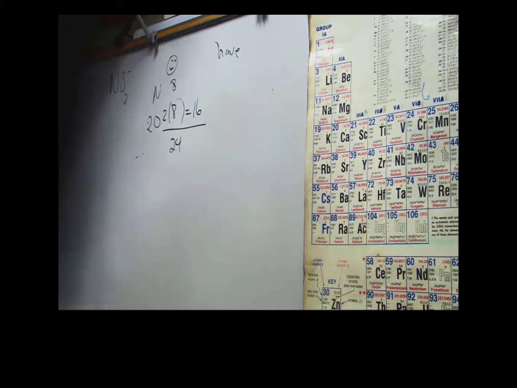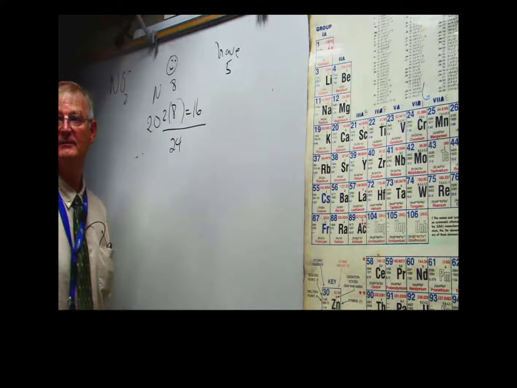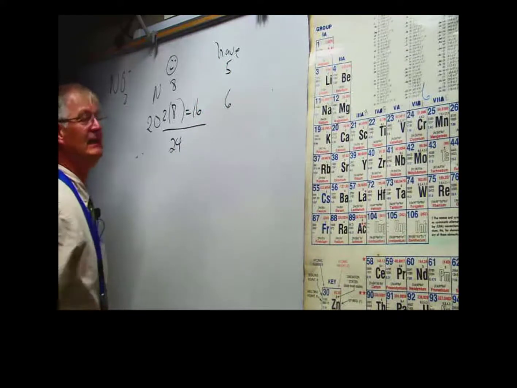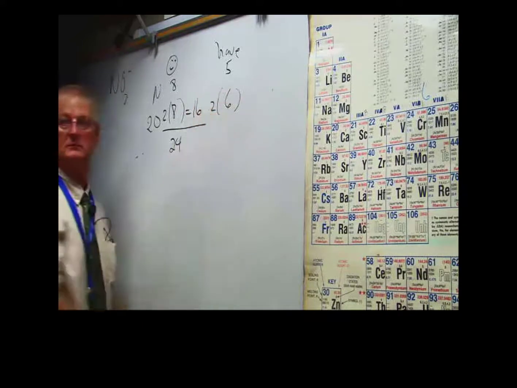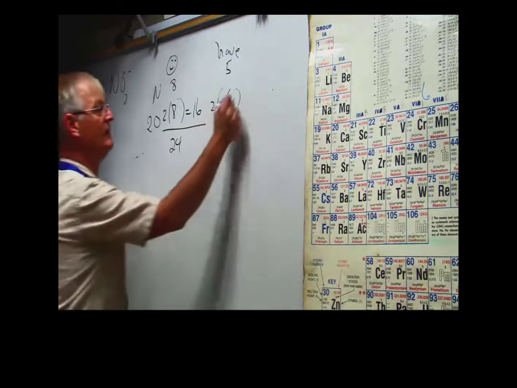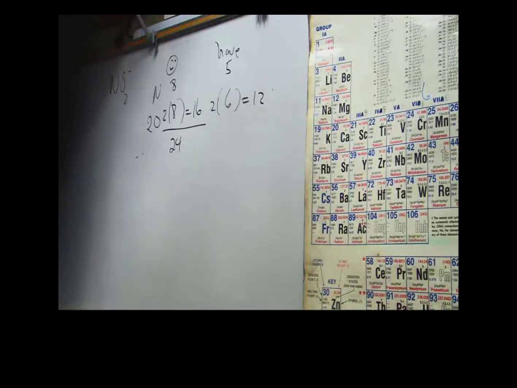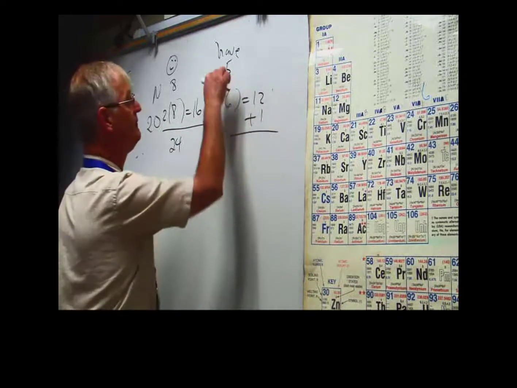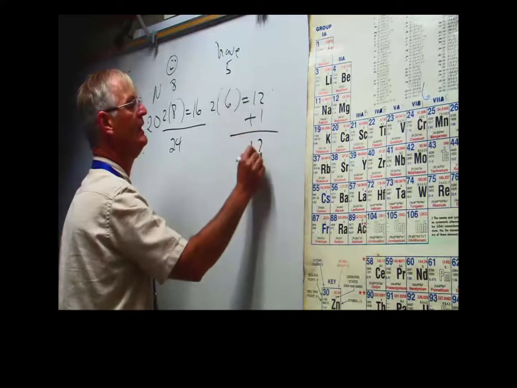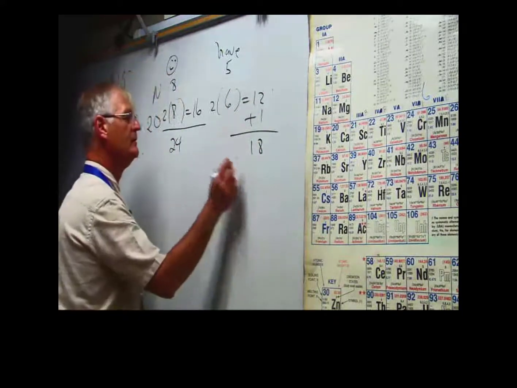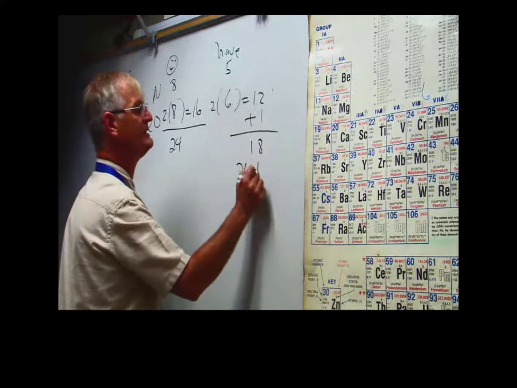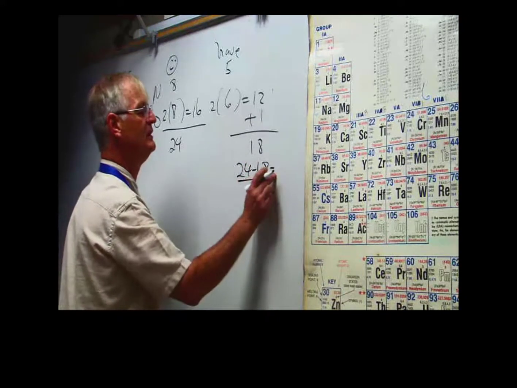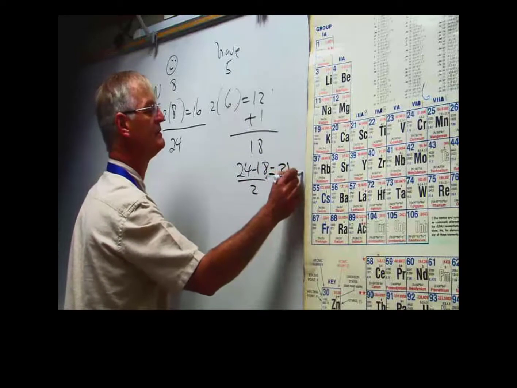Have: nitrogen is in group 5A, so it has 5. Oxygen is in group 6A, so it has 6. But there are 2 of them, so that makes it 12. And it has a charge. To get a 1 minus charge, I would need to add 1 electron. So 5 plus 12 plus 1 is 18. 24 minus 18 is 6, divided by 2, which is 3 bonds.